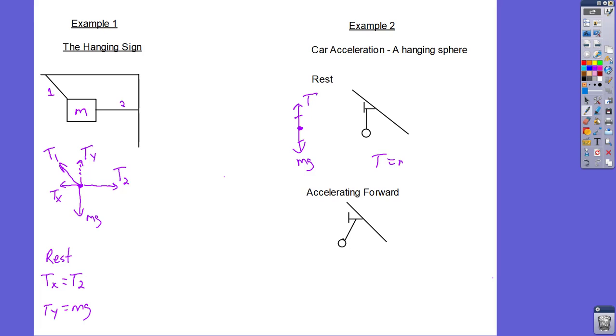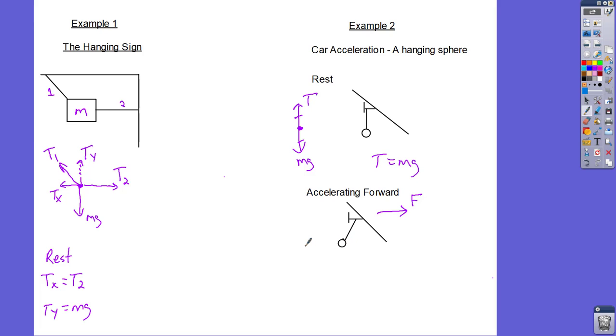So we've got T is equal to mg. But a case we may not have dealt with before, I can't remember if we have or not: if the car is accelerating forward. If you think about that, you're at a light, you slam on the gas, floor it. If you think about that thing hanging from your rearview mirror, it would appear to be going backward.